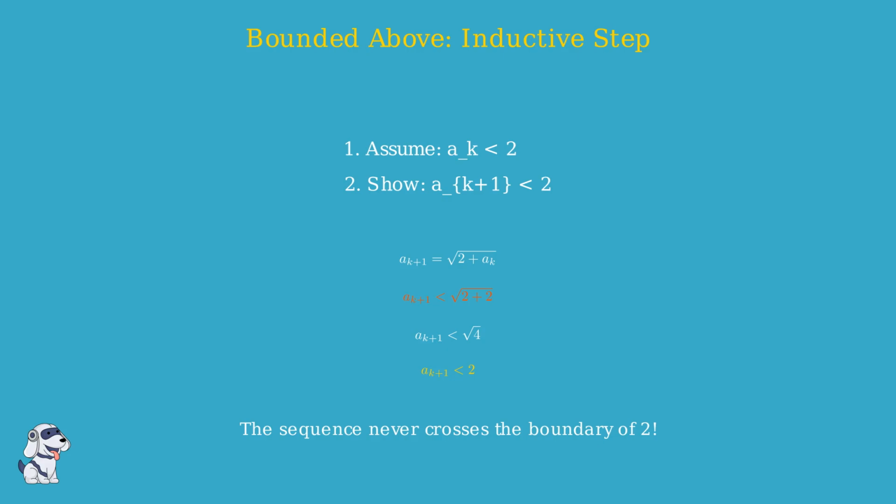Now we move to the inductive step. We assume that our term a_k is less than 2, and we want to show that the next term a_(k+1) is also less than 2. Given our recursive definition, a_(k+1) equals the square root of 2 plus a_k. Because we assume a_k is less than 2, replacing it with 2 makes the expression larger. This simplifies the root to the square root of 4, which is exactly 2. Therefore, a_(k+1) must be less than 2. This confirms that our sequence is bounded above by 2 for every single term.